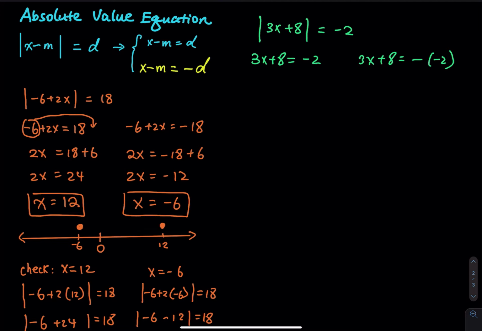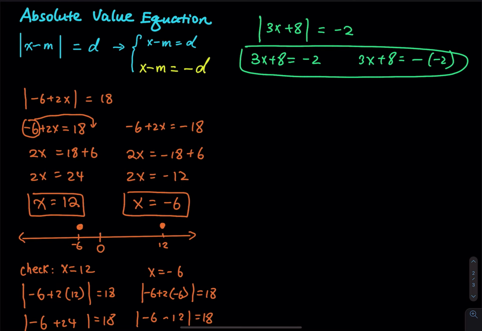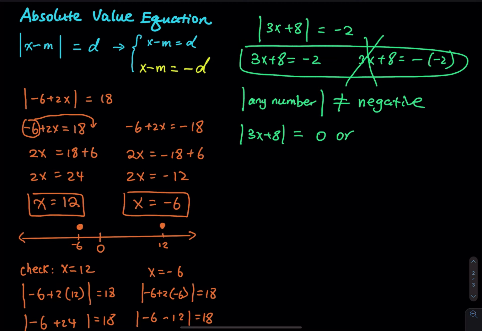3x plus 8 in absolute value is equal to negative 2. Can the result of an absolute value be negative? Think about it. The answer is no, right? So this is actually incorrect. You don't need to do this at all, because the absolute value of any number is not going to equal a negative. So the absolute value of 3x plus 8 is either equal to 0 or positive.